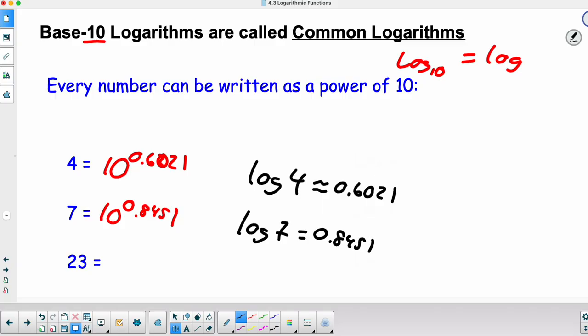And again, I'm not going to ask you to do this, but I want you to see that every number can be written as a power of something. And I'm using 10 right here. How do I figure out what that power is, like for 23? In this case, it's even bigger. It's 1.367 or 117. How do I know it's this number? It's because the log of that number, base 10, is that number, 1.3617. But you can write any number at any power you want to.